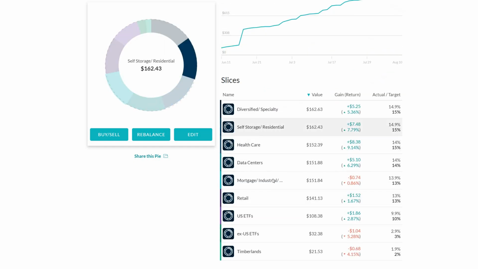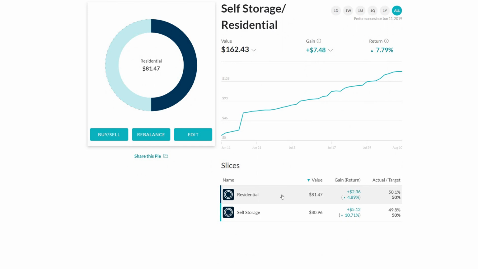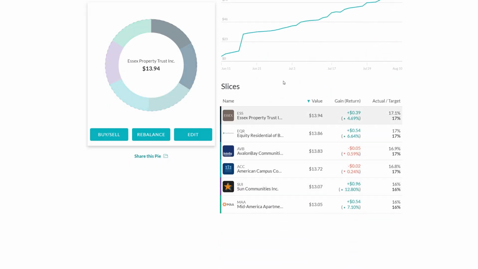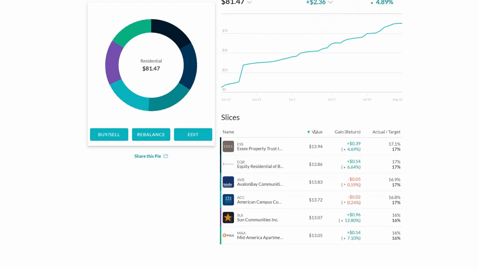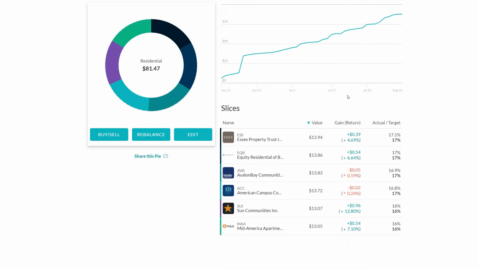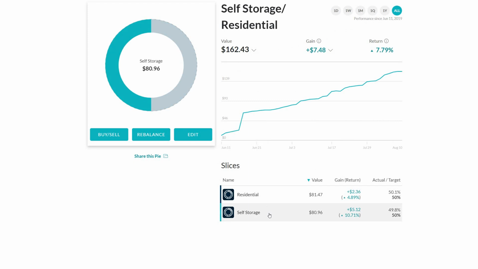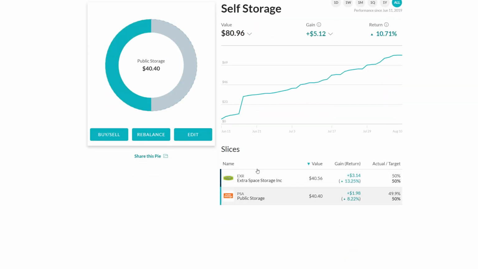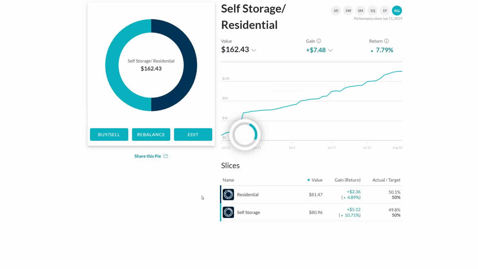In the next slice here, I have self-storage and residential. Residential, I've broken it down into these 6 slices. Not too heavily weighted, and once again, I've only been funding this portfolio for the last 2 months. In self-storage, I've broken it down to just 2. I personally know these 2 companies fairly well. I've researched them, and I know that there's others, but these 2 are my personal favorites. Here in Texas, you can't drive anywhere without seeing Public Storage. I mean, they're everywhere.